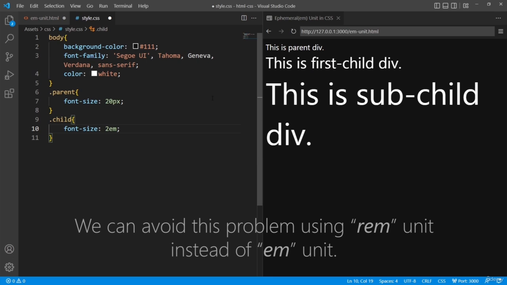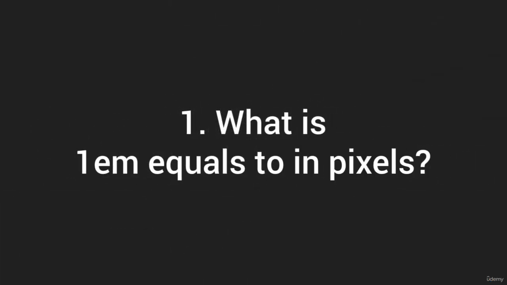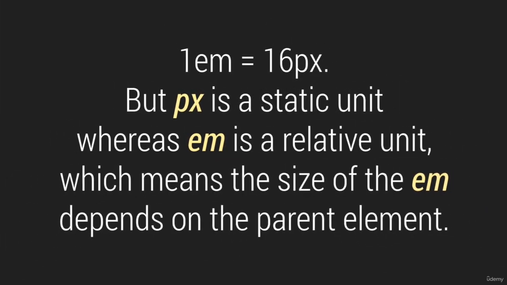Continuing with this example, now let's talk about relative questions. So what is 1 em equal to in pixels? Generally 1 em equals 16 pixels. But pixel is a static unit whereas em is a relative unit, which means the size of the em depends on the parent element as well.